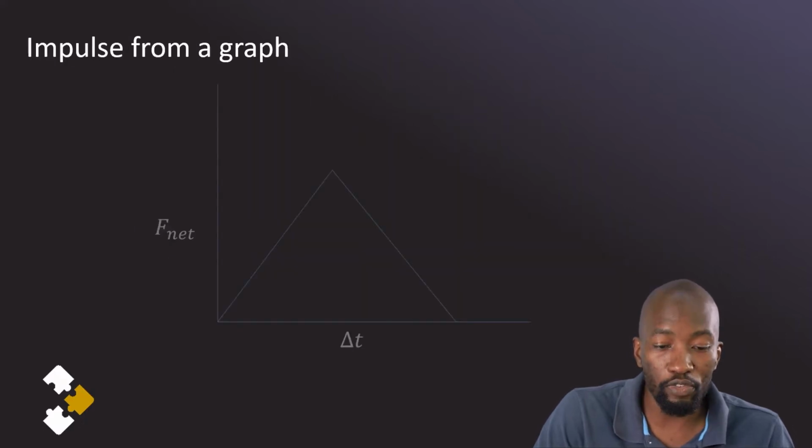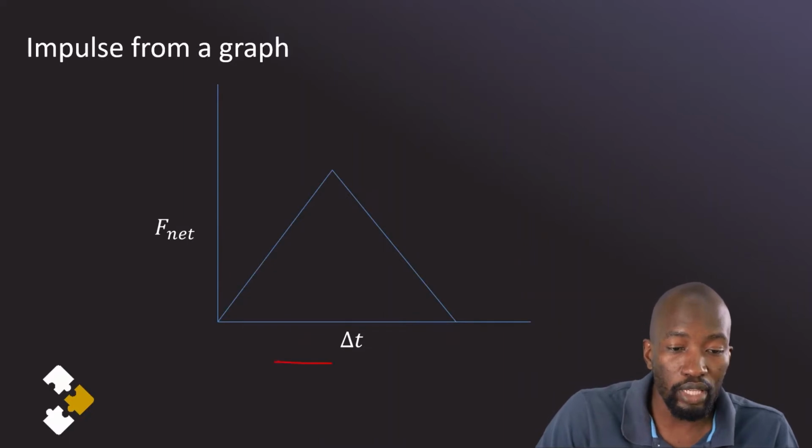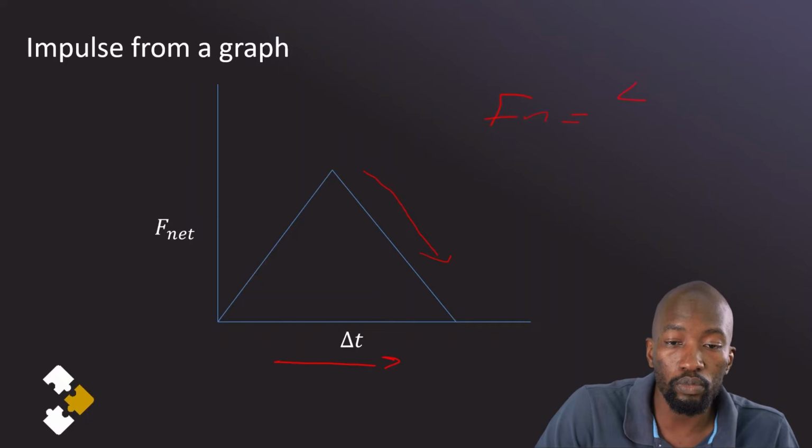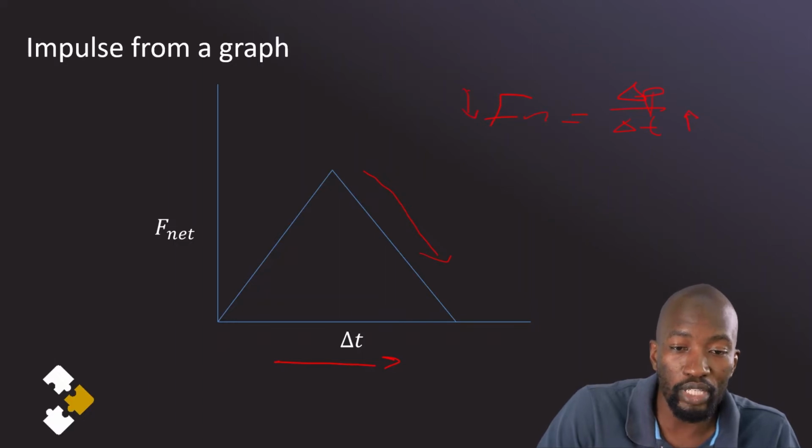Now let's look at impulse from a graph, right? As time goes to the right, the F net increases until a certain point where it now just comes down like that. It just means as we increase time, eventually we're going to make F net smaller. Remember, we have F net is equal to change in P over the change in time. So as we increase the time, what are we doing to F net? We're decreasing it because they are inversely proportional.